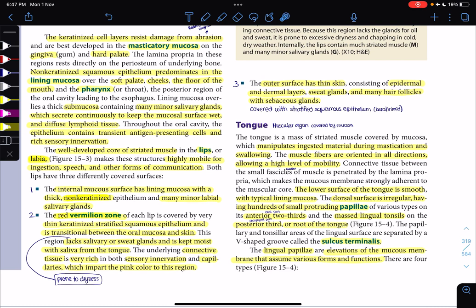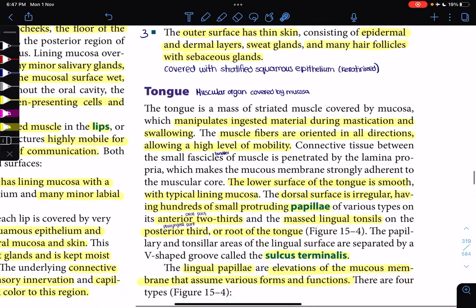The tongue is a muscular organ and is covered by mucosa. The tongue is a mass of striated muscle covered by mucosa, which manipulates ingested material during mastication and swallowing. So the tongue is highly mobile. It moves a lot, it moves all the time, actually, most of the time. It's never still, okay? Its function is to manipulate ingested material during mastication and swallowing. It moves the food around in our mouth during chewing, for example, and swallowing. The muscle fibers are oriented in all directions, allowing a high level of mobility. As we said, the tongue is very mobile.